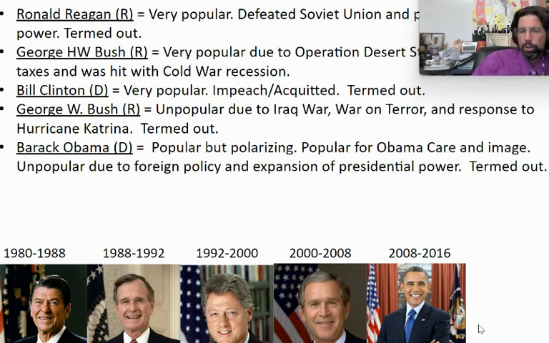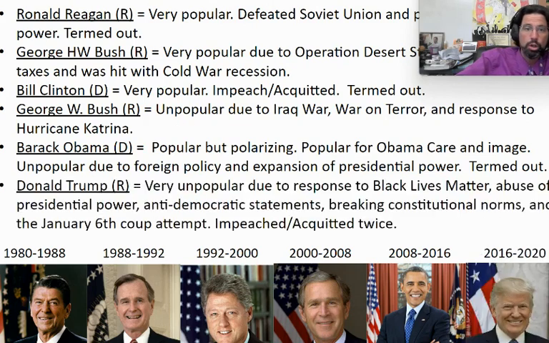Barack Obama was popular overall, but a very polarizing figure. He was very popular for his passage of Obamacare, the Affordable Care Act, and his hip, cool image. He was unpopular due to his stagnated foreign policy, and he did a significant expansion of presidential power, his use of executive orders and allowing the presidency to do more than the other two branches. He also termed out.